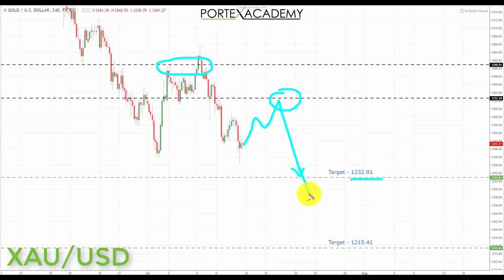And if we get a breakthrough here, or if we come straight down and get a breakthrough like this, this will be another great place to once again start to look for bearish formations and patterns. And we're going to be looking down towards the second key area of support to the downside and the target set at the 1215.41.